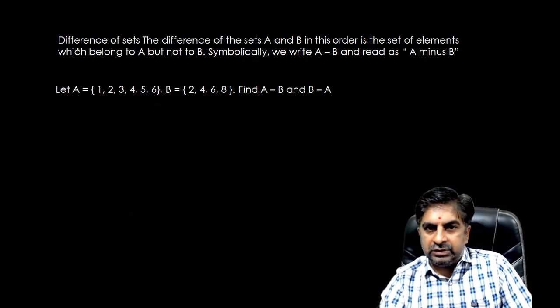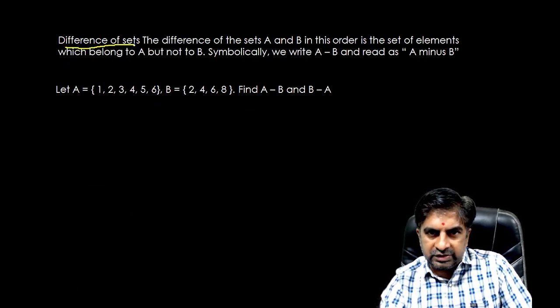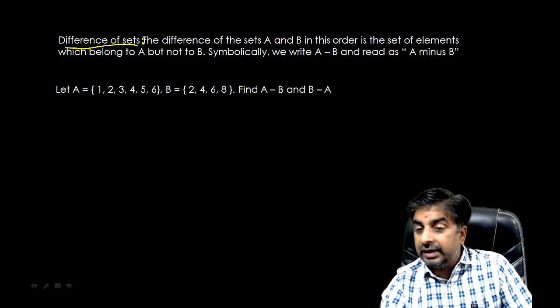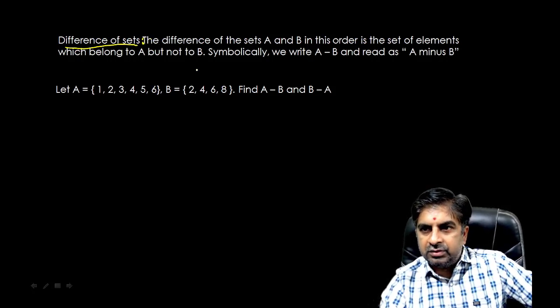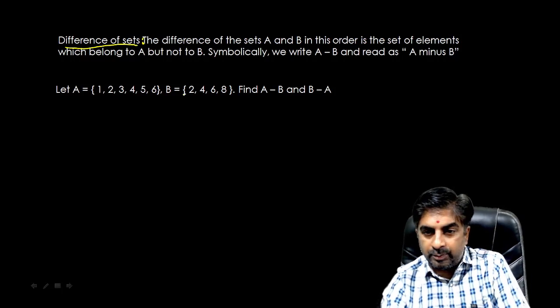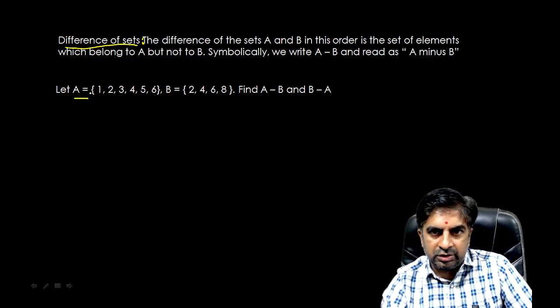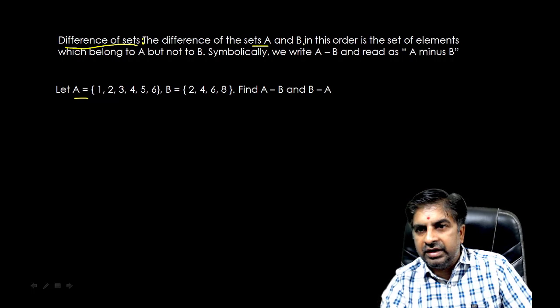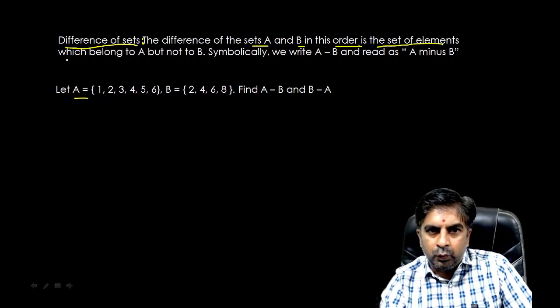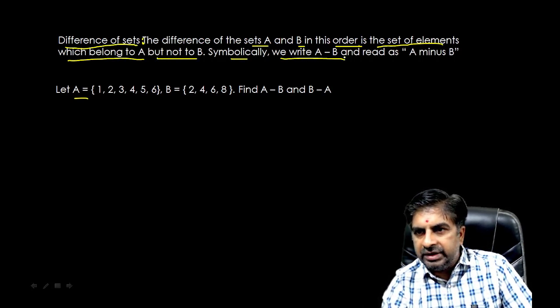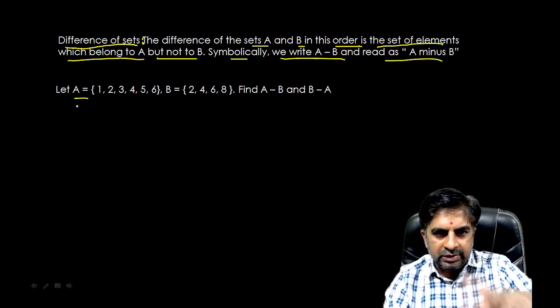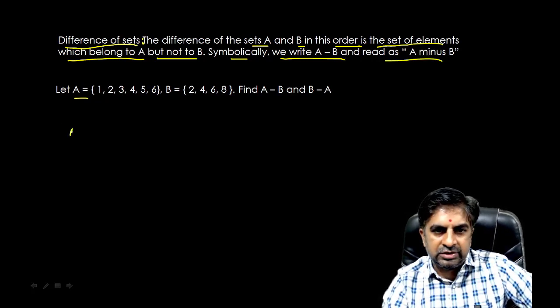now at last, difference of set. This is something like subtraction that we have already done. Still let us do, and some properties also that we are going to study. The difference of sets A and B in this order is the set of elements which belongs to A but not to B. Symbolically we write A minus B and read as A minus B only. Let me solve for you so that you will understand.